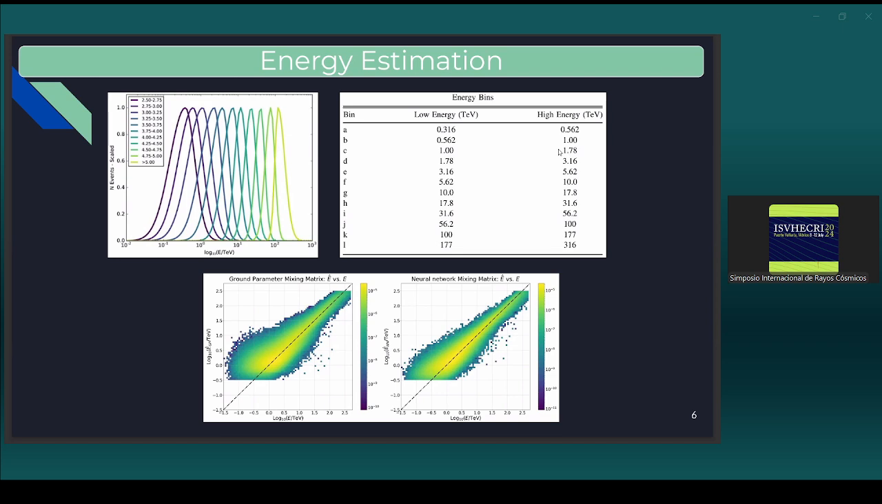And also we have 2 different methods that we can use to estimate the energy. One depends purely on the charge deposited in the PMTs at a certain distance from the core, and this is called the ground parameter method. The other one uses artificial intelligence algorithms. In this case, we're using neural networks.